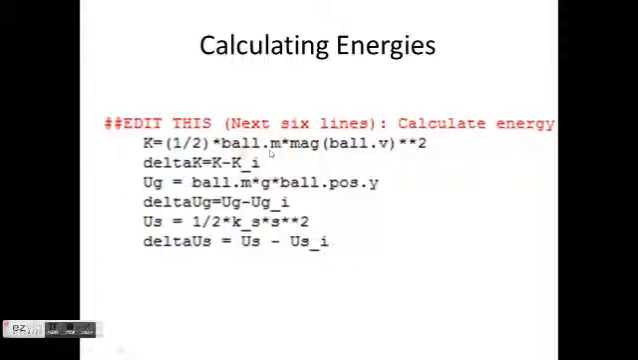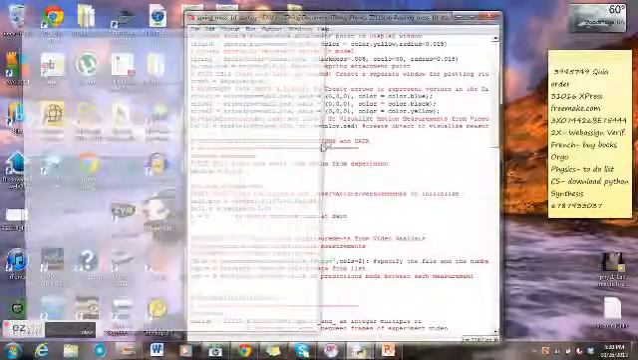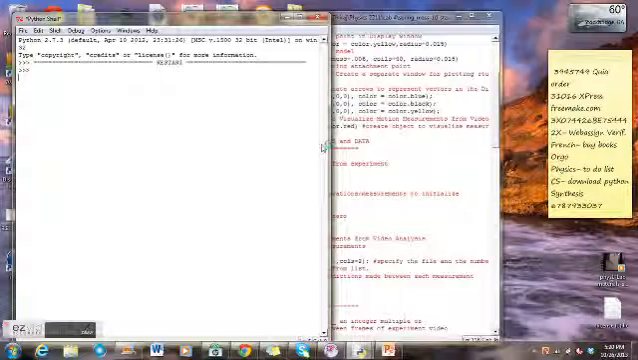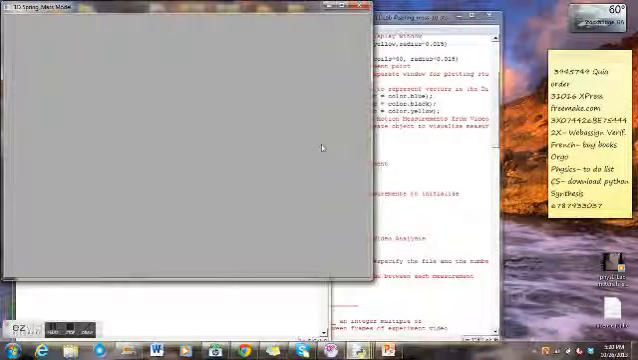We use the equations of the different energies to define those, and then we set delta of each of the energies, for example delta k, delta ug, and delta us, equal to those minus the initial energies, which calculates the change in those energies at each delta t as well, in the y direction.